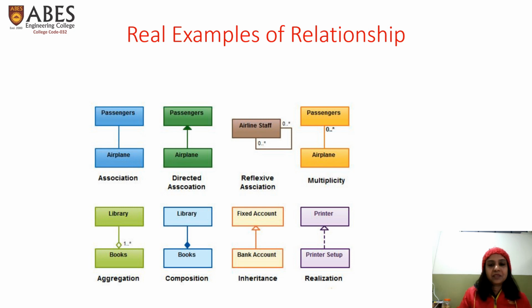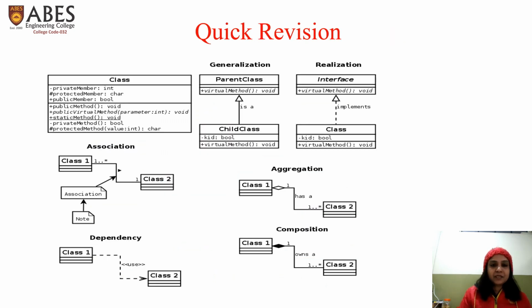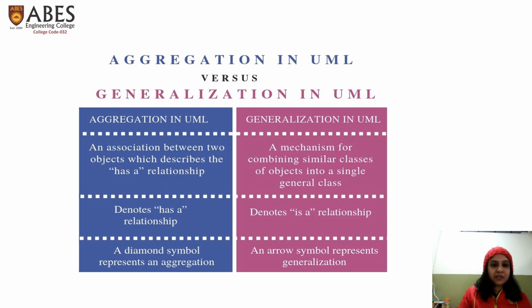Similarly, realization: printer setup and print. This is a quick revision you can see from this diagram. This line with a triangle shows generalization, a dotted line with a triangle is realization, aggregation is a line with an empty diamond, and composition is a line with a filled diamond. Dependency is the weakest relationship, with a line and arrowhead, and association can be a single line or a directed headed arrow.